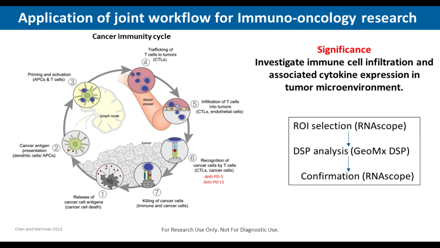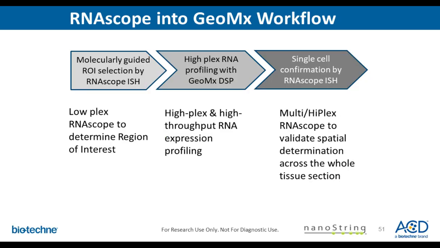On the right, we have a little workflow. We're going to use ROI selection for RNAscope, which I basically showed in the last two slides, and then we'll do DSP analysis on top of it, again, as I showed previously. And then Anusha is going to come in and show some confirmation of GeoMix DSP results using RNAscope. So basically going full circle with these two technologies. This is the workflow again. To reiterate it, low-plex RNAscope determines the regions of interest. In the middle, we're going to do GeoMix DSP and then confirmation.